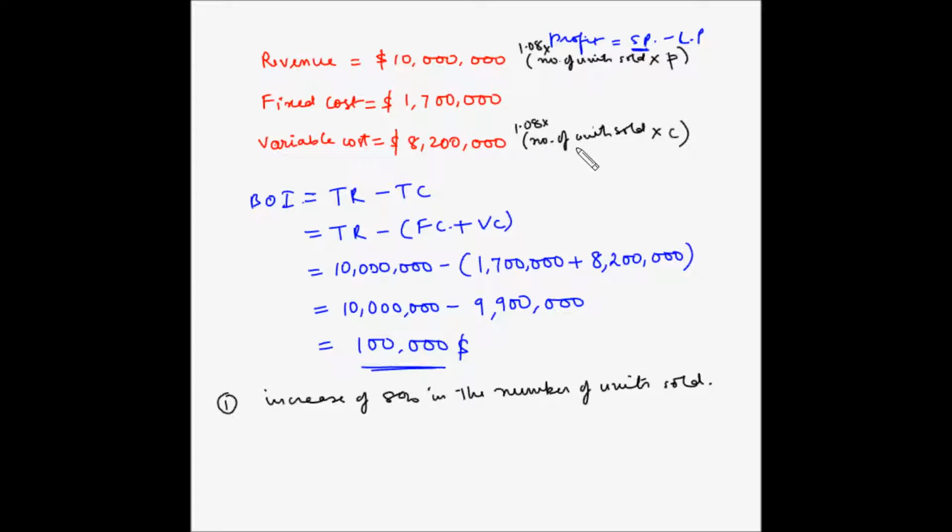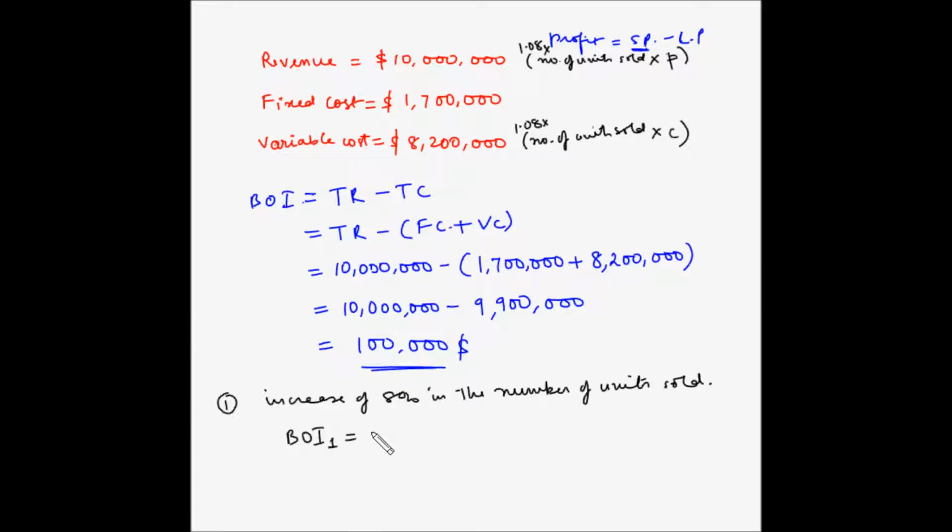So what that means is that the whole variable cost is going to increase by 1.08 times. So with this impact on revenue and variable cost, let us find out the new budgeted operating income. We'll denote it as BOI1, and the formula remains the same: total revenue minus the fixed cost plus variable cost. Now the total revenue has changed from the original total revenue.